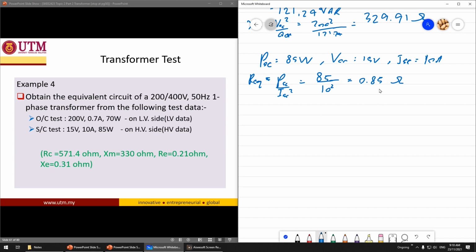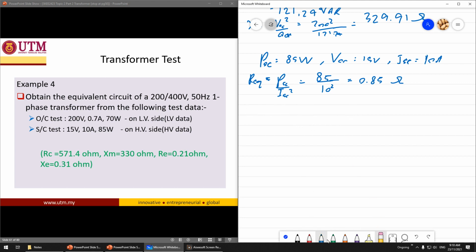Okay, for this case you have to convert the R equivalent to the other side. So Req bar is equal to Req divided by A squared. Okay, because this is referred to secondary, so it is divide. If you refer to primary, you have to multiply. So recall back the formula. So you can see here Req is equal to 0.85 divided by 0.5, I think. Is it correct? Square or multiply. Okay, so you have to be careful with this.